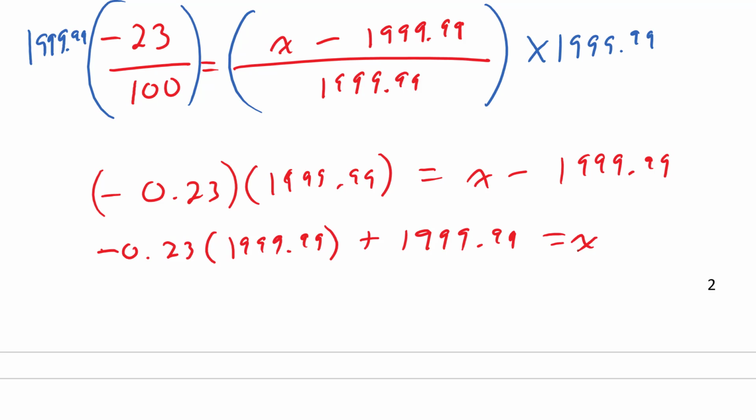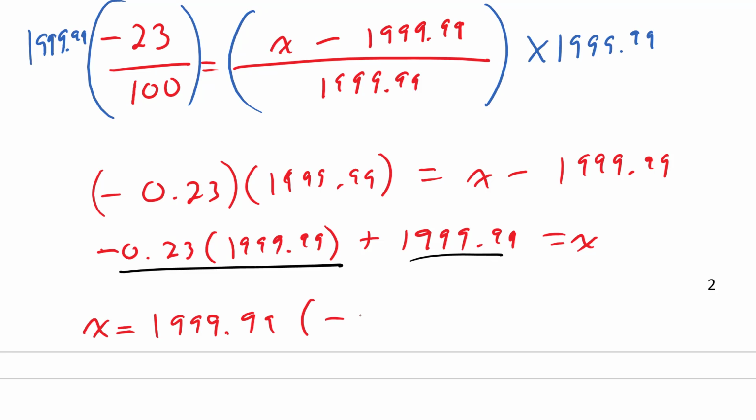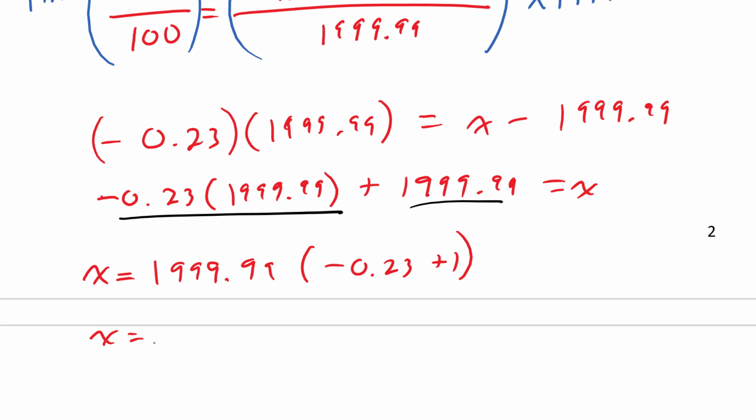Now notice I have not combined together these values just yet, because I want to show you something. X is equal to, let's take out a common factor from both these values. The common factor is, this is going to be negative 0.23 plus 1. X is then equal to 1 subtract 0.23 gives me 0.77 multiplied by the original price.